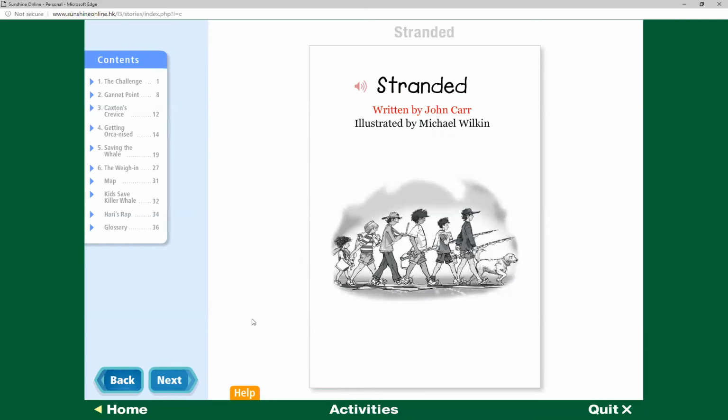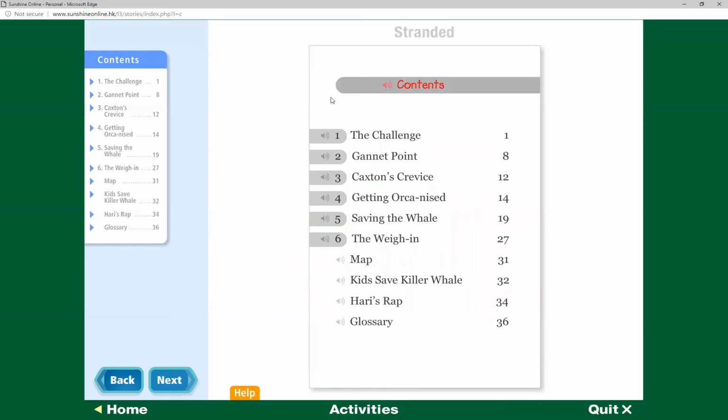Stranded. Written by John Carr. Illustrated by Michael Wilkin. Contents. The Challenge, page 1. Gannett Point, page 8. Caxton's Crevice, page 12. Getting Organised, page 14. Saving the Whale, page 19.